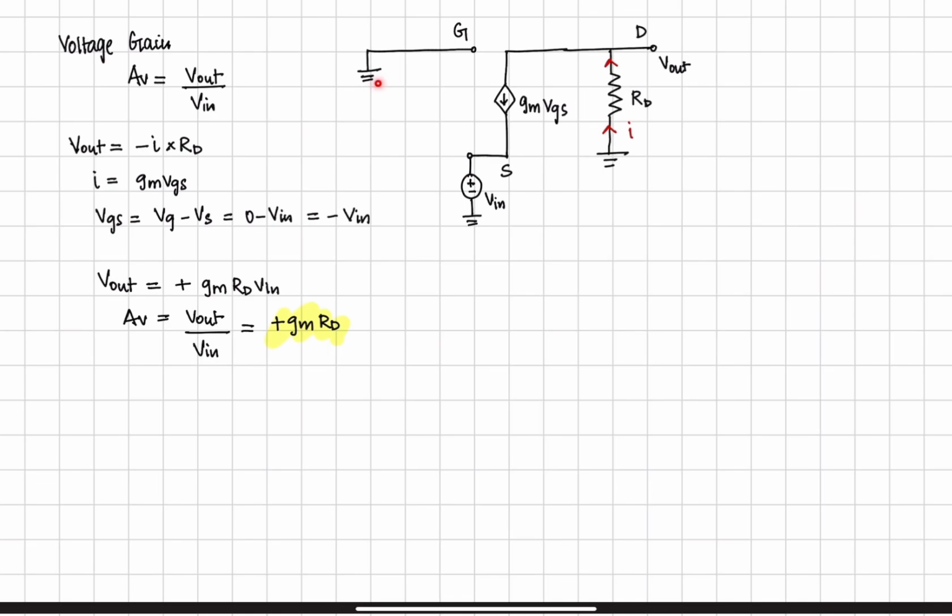Since the gate terminal is grounded here, the gate voltage is 0 while the source terminal is connected to the input voltage. So VGS is equal to 0 minus Vin, so VGS is equal to minus Vin. Substituting these terms in the output voltage term, we get that Vout is equal to gm into RD into Vin. Thus, the voltage gain is equal to gm into RD. As you can see here, it is the same terminology as the common source amplifier, but in the common source amplifier, it is negative, and in this case, it's positive.